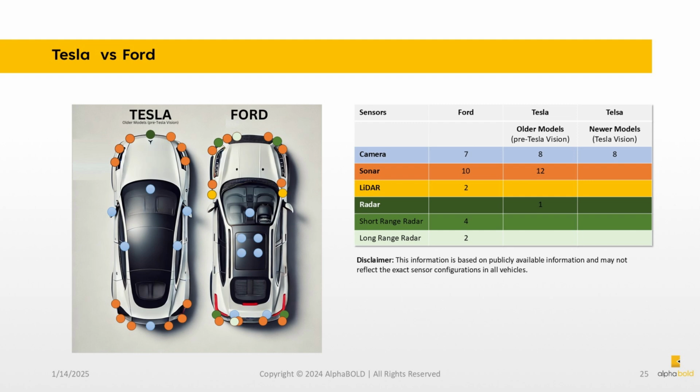Tesla relies heavily on cameras. Tesla uses more cameras than Ford, likely due to its reliance on vision-based autopilot system. Ford uses LiDAR. Ford incorporates LiDAR, which provides more accurate depth perception and is considered a key technology for autonomous driving. Ford has more radar sensors. Ford uses more radar sensors than Tesla, which may provide better coverage and redundancy. Overall, both Tesla and Ford use a variety of sensors to achieve a comprehensive understanding of their surroundings, enabling them to navigate safely and efficiently.